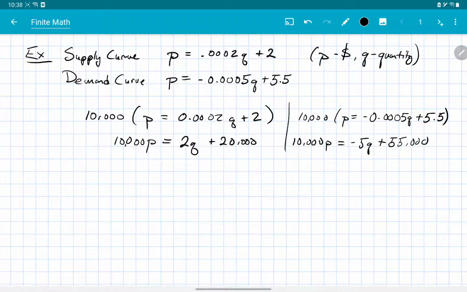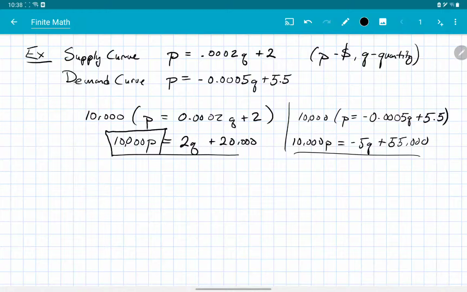Okay, now we want to solve both of these equations simultaneously, right? That first equation is a line, if Q is the x-axis and P is the y-axis, that's an increasing line. The second one's a decreasing line, so they have to intersect somewhere. And we want to find out where that is. So the way that we figure out where that is, we use the techniques from before. Now note, this one's actually very nice for us. On the left-hand side of one, we have 10,000 P. And on the left-hand side of the other, we have 10,000 P. Those are exactly the same thing.